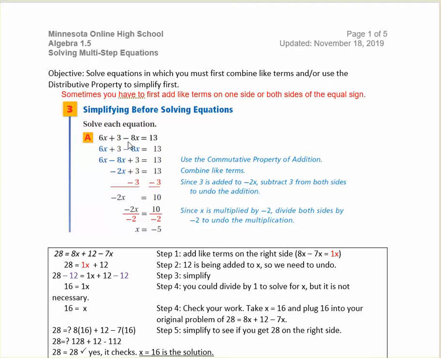Remember that the sign in front of a term goes with it. So 6x minus 8x is negative 2x. And then we have the plus 3 equals 13. This is a two-step equation, so you finish with the next two steps. The first one is to undo what's being added by subtracting 3 from both sides, and then we get negative 2x equals 10. The last step is to divide both sides by negative 2, so that we will have x all by itself, which is our goal for solving an equation.